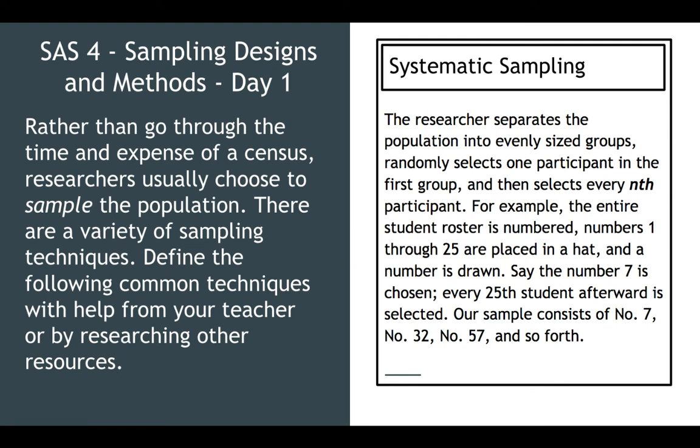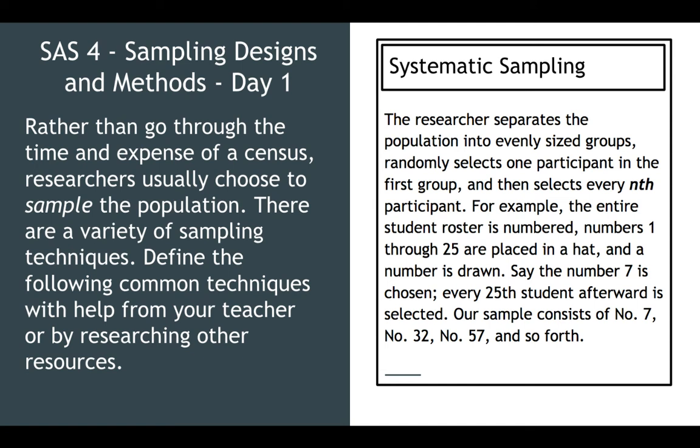So let's go back. It separates the population into evenly sized groups, then randomly selects one participant in the first group. Now here's the thing. In systematic sampling, I do not want to get you confused about separating the population into evenly sized groups. That is not a mandatory thing in systematic sampling, okay? We can say all we've done is put all the population in there. The number 7 is chosen, and then every 25th student afterward is selected. So we don't have to actually put them into groups.